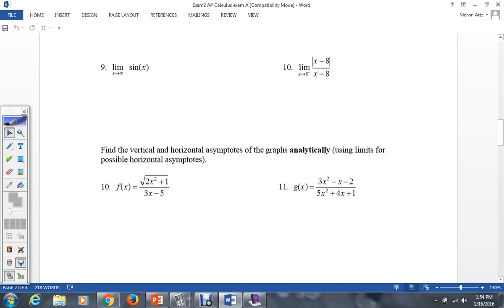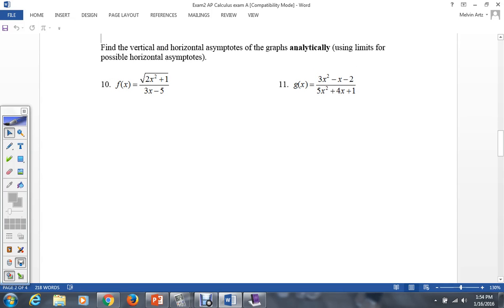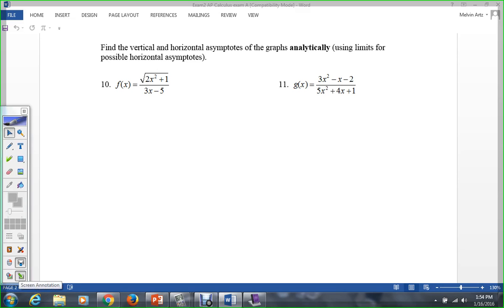Okay, the following problem is find the vertical and horizontal asymptotes of the graph, and I think it said analytically. So we have to show this analytically using limits for possible horizontal asymptotes. Now when we're checking for horizontal asymptotes, we have to show as x is going to positive infinity and negative infinity. So we need to find the limit as x approaches infinity of the square root of 2x squared plus 1 divided by 3x minus 5.